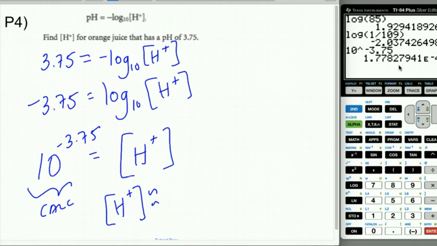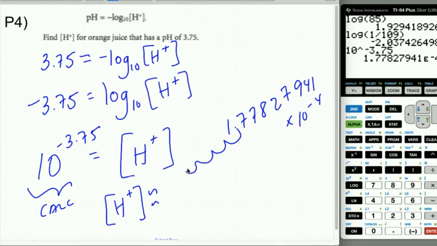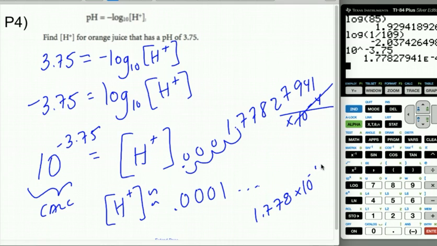is 1.77827941 times 10 to the negative 4, so that's scientific notation. That means 1, 2, 3, 4. So this would be 0.000 and then 1, 2, 3, 4. That's how small it is. You could write down that it was 1.778 times 10 to the negative fourth as well, because that's what that is.